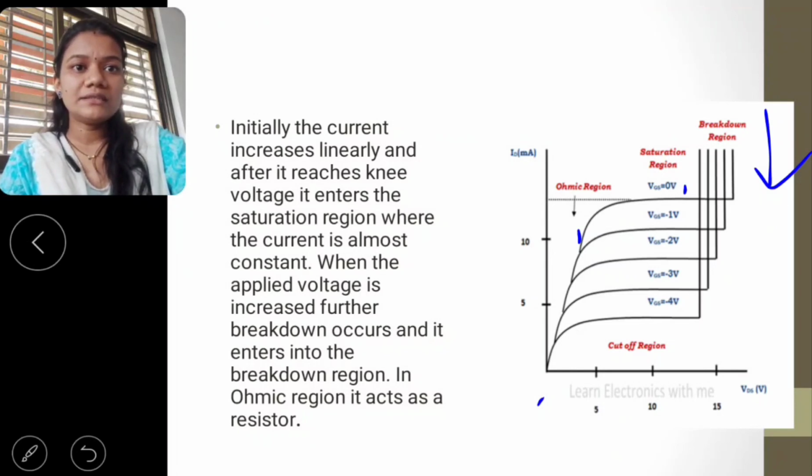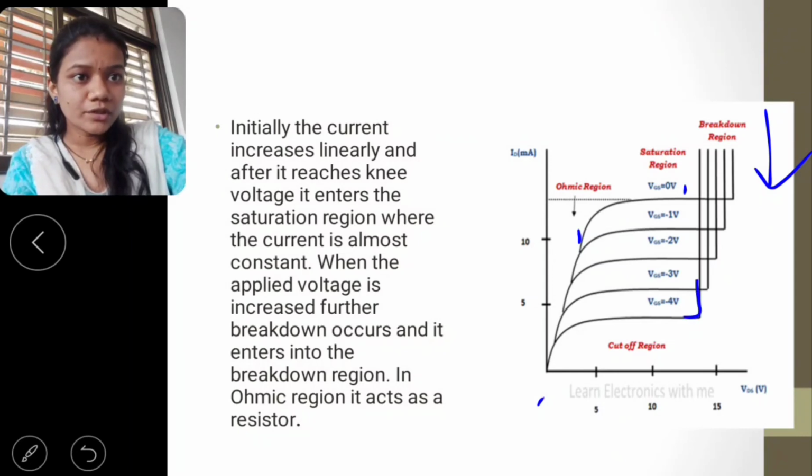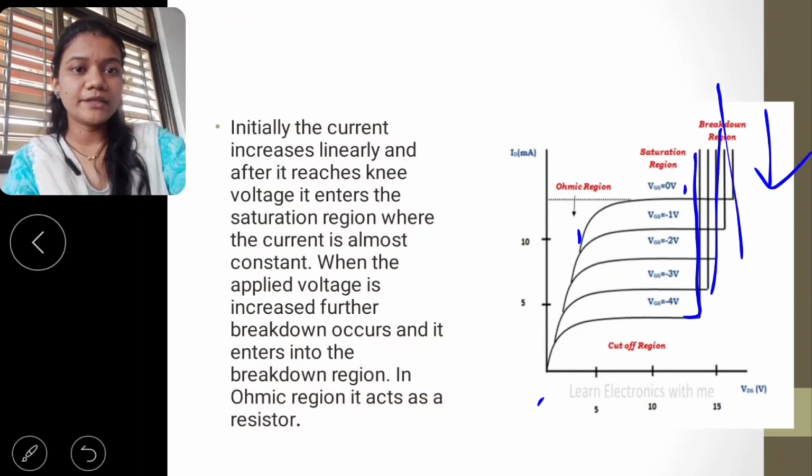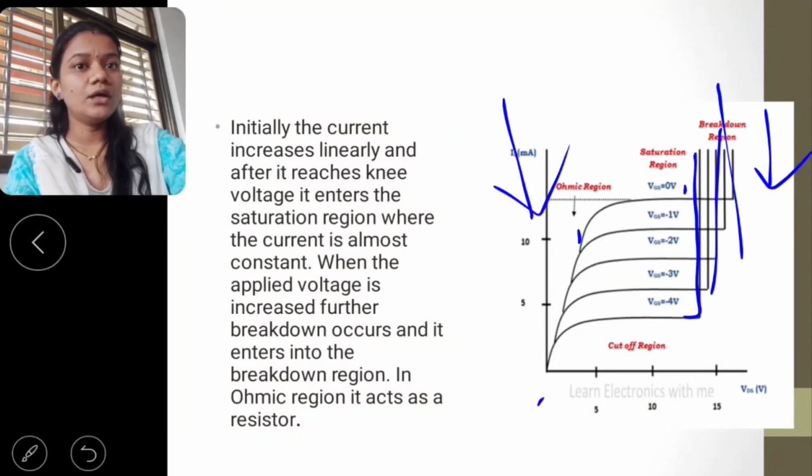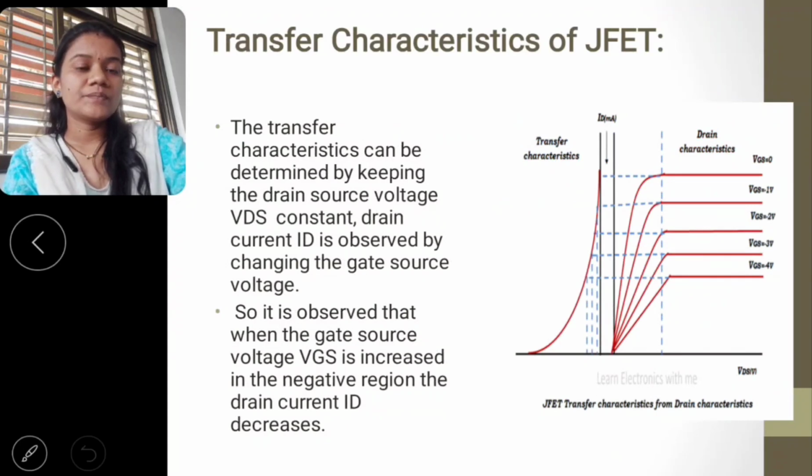The current increases linearly, and after it reaches the knee voltage, it enters into the saturation region where the current is almost constant. Then the voltage is increased further and the breakdown occurs. So when we further increase the voltage, the breakdown occurs suddenly. In the ohmic region, it acts as a resistor. As we have seen, JFET acts as a resistor in the ohmic region.